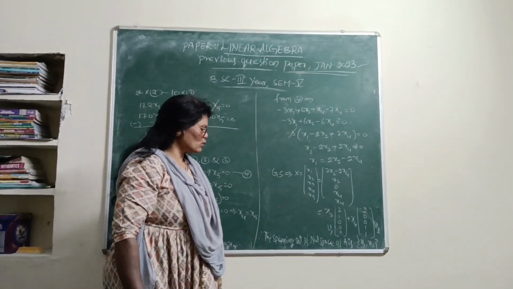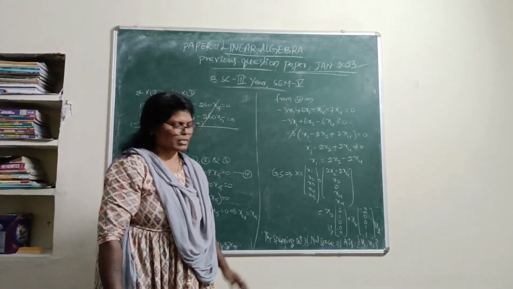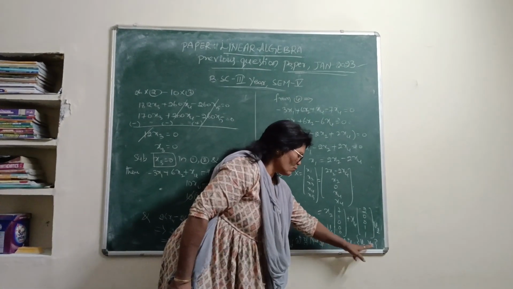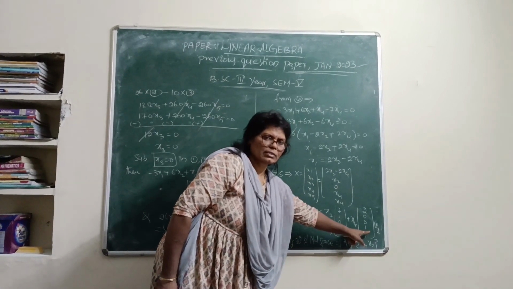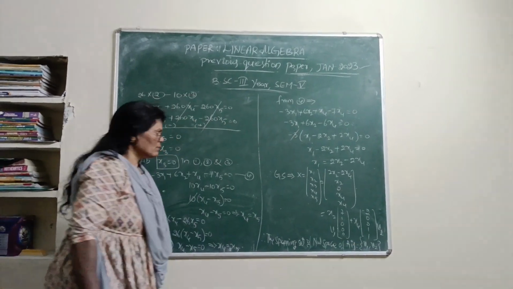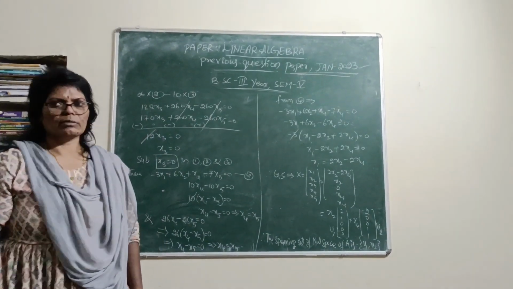Therefore the spanning set of the null space of A is nothing but the set v1 and v2, where instead of v1 and v2 we should write these two vectors. Okay, this type of problem is very important, note this.